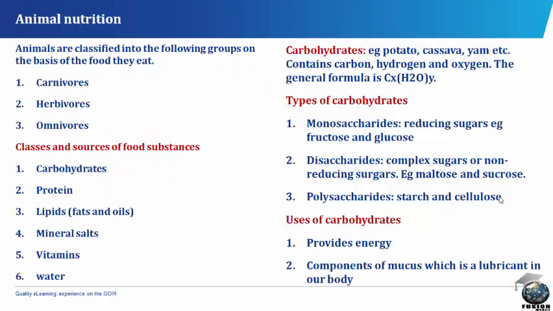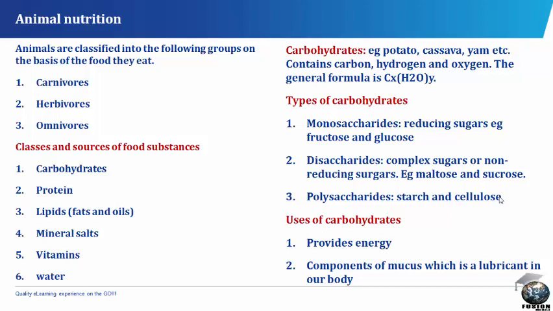The animal nutrition. Animals are classified into the following groups on the basis of the food they eat: 1. Carnivores. 2. Herbivores. 3. Omnivores. Animals depend either directly or indirectly on plants for food, as they cannot manufacture their own food. They are thus referred to as heterotrophs and are said to exhibit holozoic mode of nutrition.